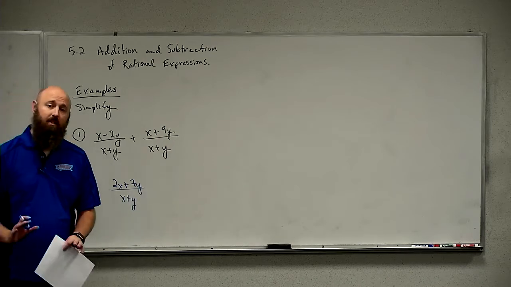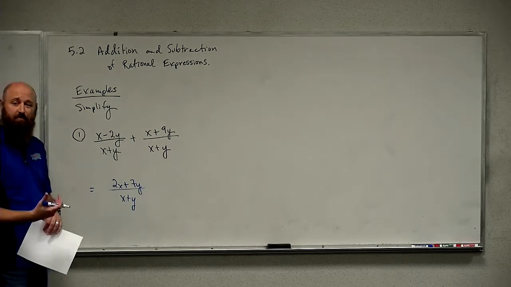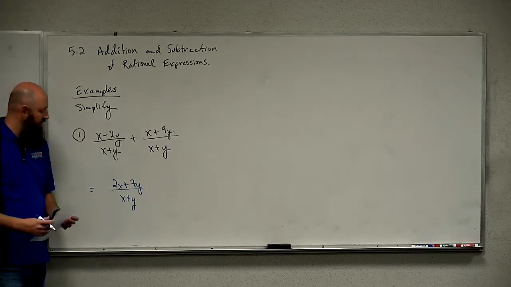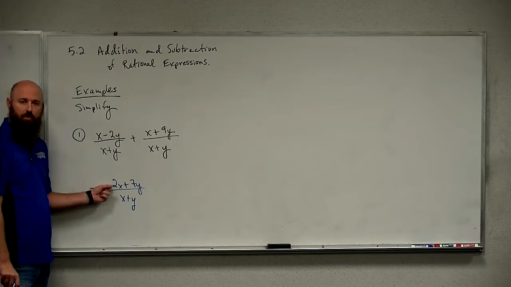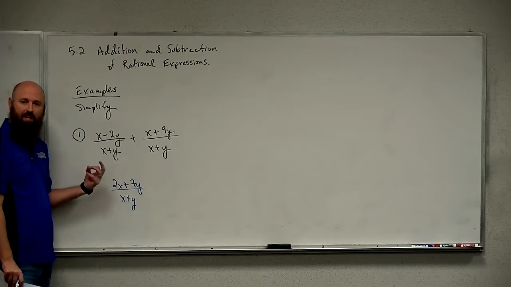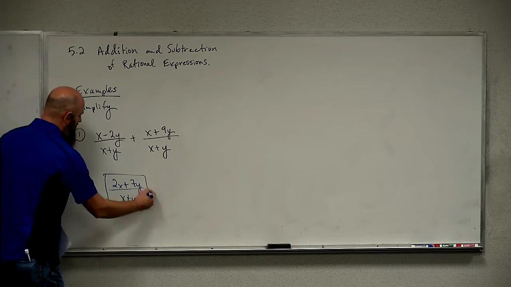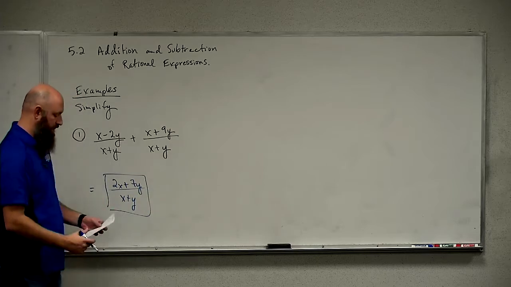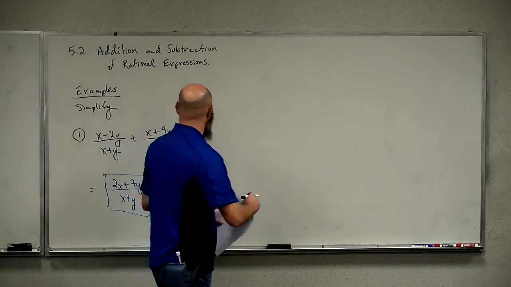Now I do still need to look, just like I did in 5.1, can I factor this? Can I reduce it? Well, here we have 7 and 2. Those do not reduce, and then x and y. So I can't factor anything out of the top. These are not the same. So here is my result. Okay? So we need to look for that every single time.